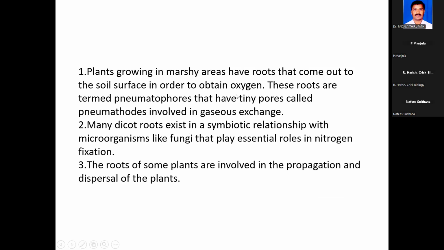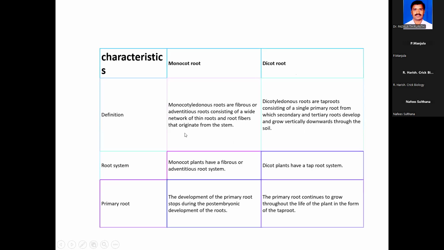So functions of the root. Plants growing in marshy areas have roots that come out to the soil surface in order to obtain oxygen. These roots are termed pneumatophores. So here some variations in the roots are seen. Pneumatophores mainly help in respiration and gas exchange. In many dicot roots, there is a symbiotic relationship with microorganisms like fungi, which play an essential role in nitrogen fixation. Next, the roots of some plants are involved in propagation and also the dispersal of the plants. So these are the functions of the roots.